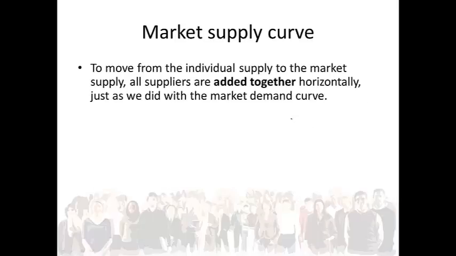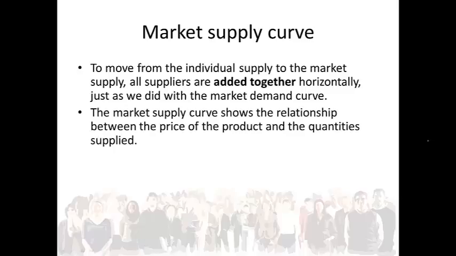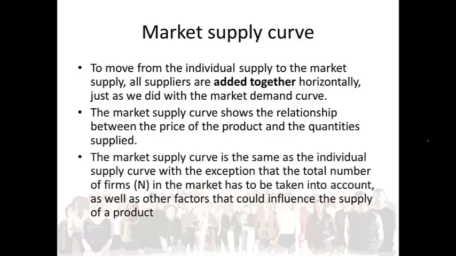To move from the individual supply to the market supply, all supplies are added together horizontally, just like we did with the market demand curve. The market supply curve shows the relationship between the price of a product and the quantity supplied. The market supply curve is the same as the individual supply curve, with the exception that the total number of firms in the market has to be taken into account, as well as other factors that could influence the supply of a product.